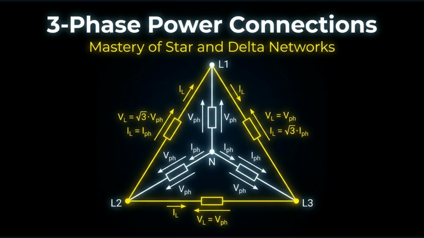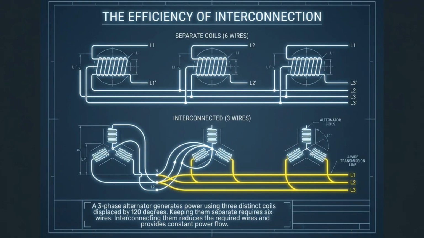Welcome to this video on three-phase power connections. We will explore the mastery of star and delta networks, examining their fundamental properties, voltage, and current relationships. A three-phase alternator generates power using three distinct coils displaced by 120 degrees. While keeping them separate would require 6 wires, interconnecting them reduces the required wires and provides a constant power flow.